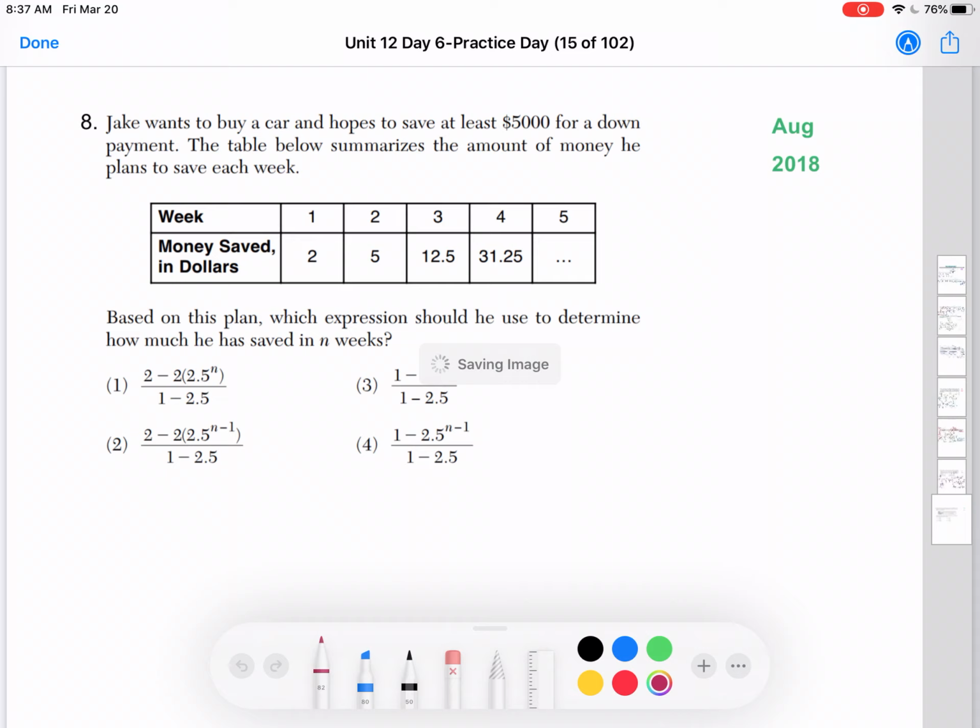All right, so let's take a look at all these choices. If we look at all of them, they all kind of look like they're in the form of the nth partial sum for a geometric series. So let's write down what the correct formula is.